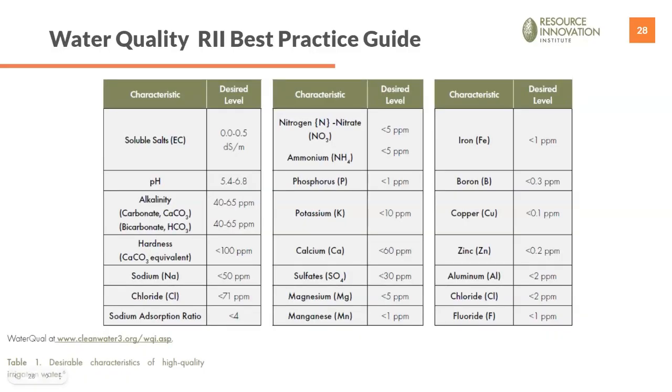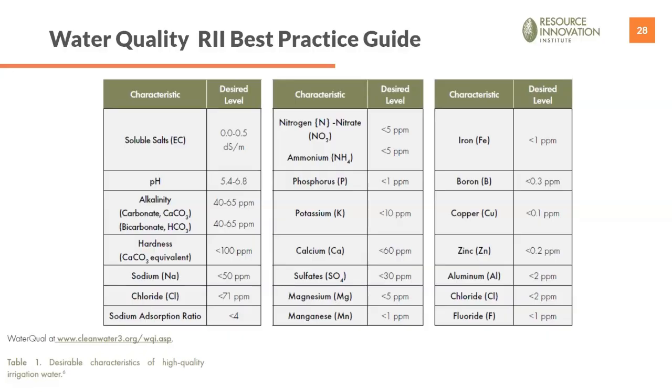Next slide. If you haven't had a chance yet to look at the water quality best practice guide, I'd highly recommend it. This table here is table 1 in the guide. I think it's around page 11. And you'll see here the different components, the ions that you'll find in water, and what are the desired levels for high quality irrigation water. So this is the table, and then you ask yourself, well, what does my water quality look like?